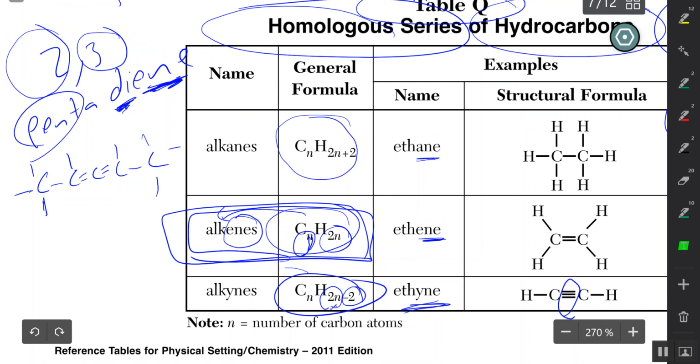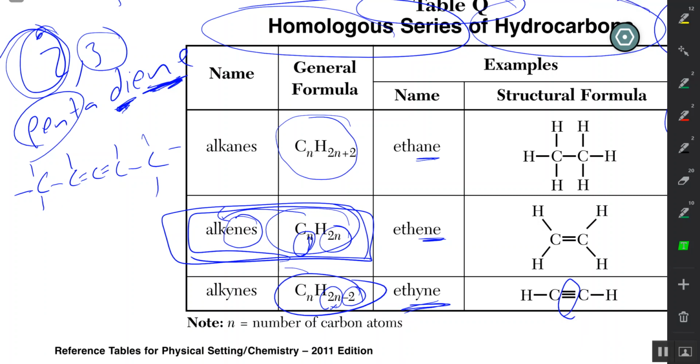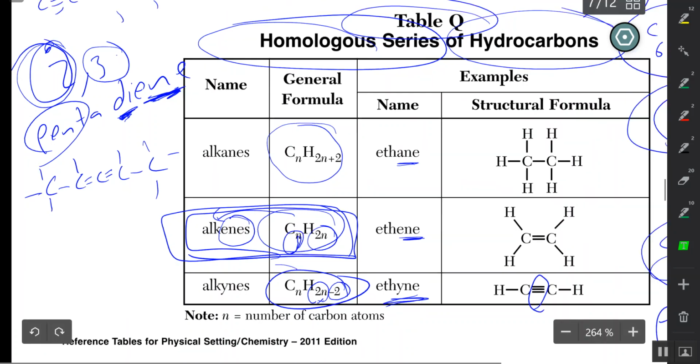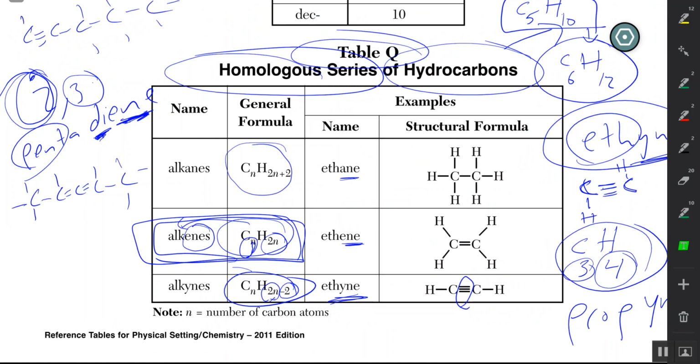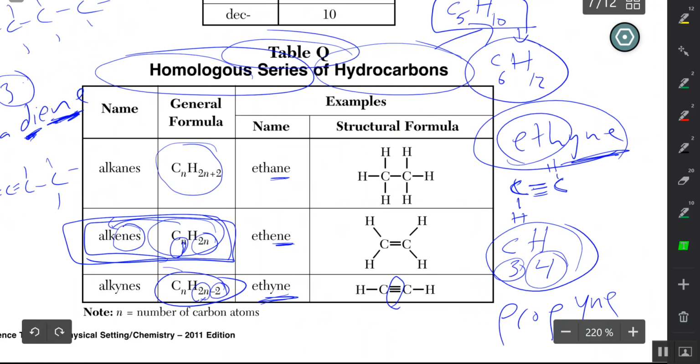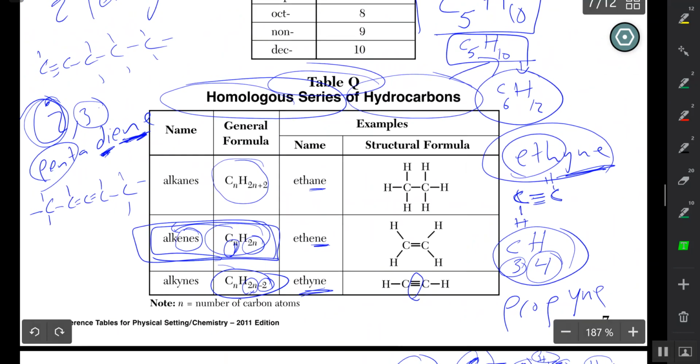Remember, in 2,3 pentadiene, the double bond will come after the second carbon, not before the second. This is carbon 1, this is carbon 2. So the double bond will come after the second carbon. Okay? Put that hydrogen back. And then after the third carbon. All right, so that's pretty much it for table P and table Q.